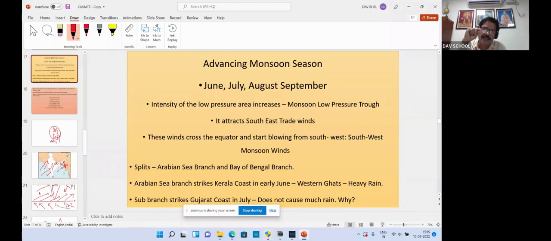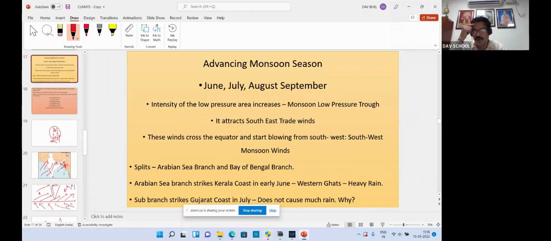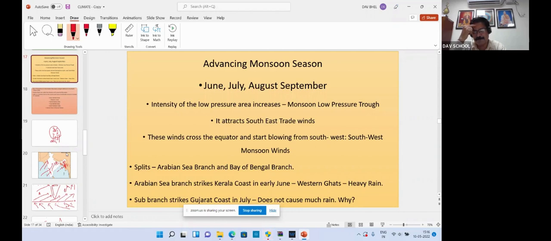The Bay of Bengal branch is directed towards Myanmar because in the interior of Myanmar also one low pressure trough is formed. But they are blocked by the Arakan Mountains located along the coast of Myanmar, and they get deflected towards the northeastern parts of India. So these winds enter the northeastern states, and under the influence of the Purvanchal Mountains they cause heavy rainfall in the northeastern parts of our country.